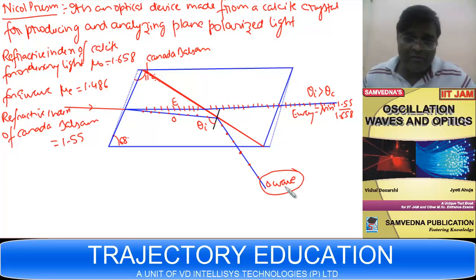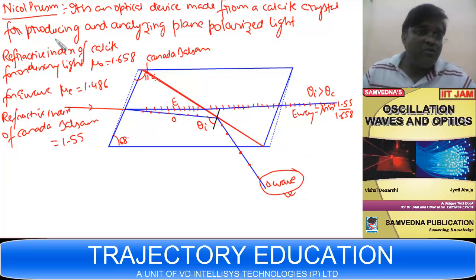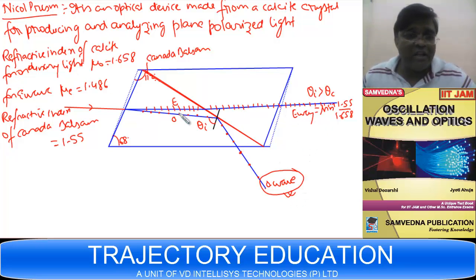and in air both are plane polarized waves. So I can generate a plane polarized wave using a Nicol prism. The Nicol prism behaves like a polarizer. From unpolarized light it produces plane polarized light. So it is behaving like what we call a polarizer.